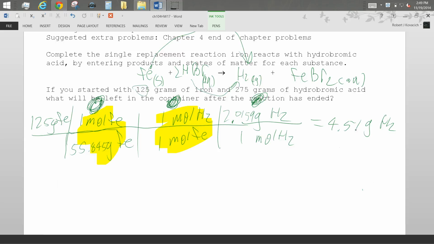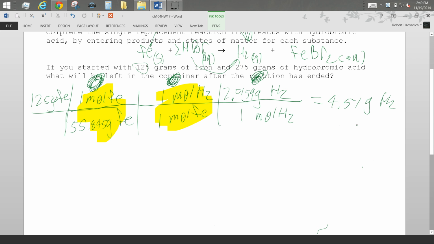This is saying I'm going to use all 125 grams of my iron, and if I did, I would make 4.51 grams of hydrogen gas. Fine. We don't know that you can actually do that yet. So what I need to do now is start off with my 275 grams of hydrobromic acid and figure out how much hydrogen I'm going to make.